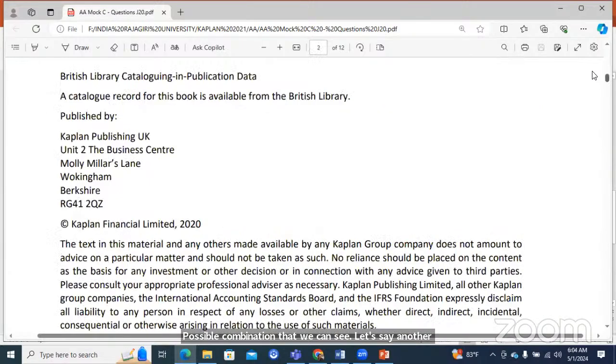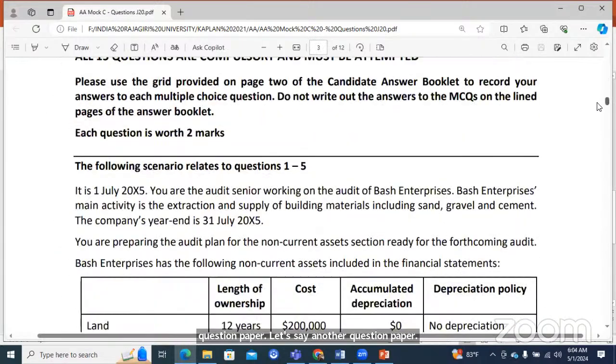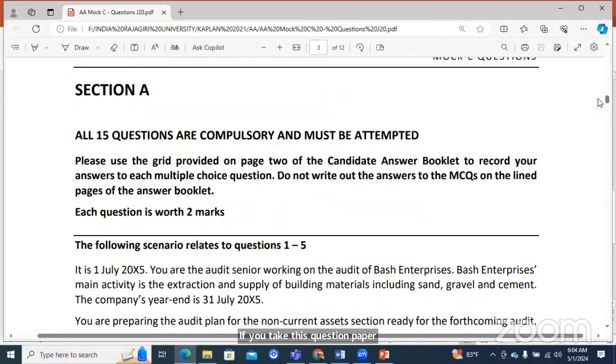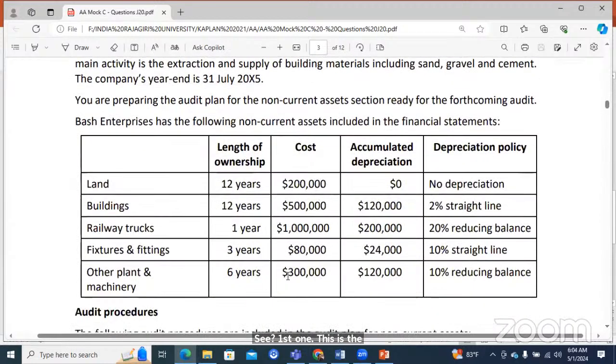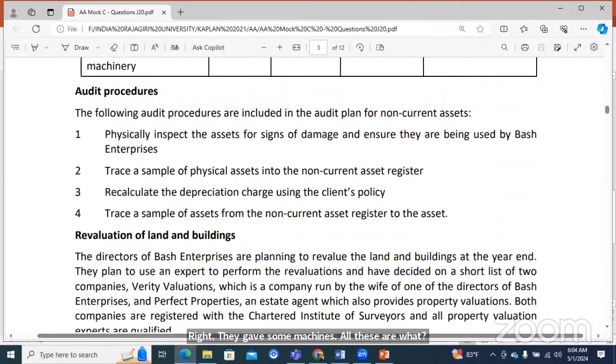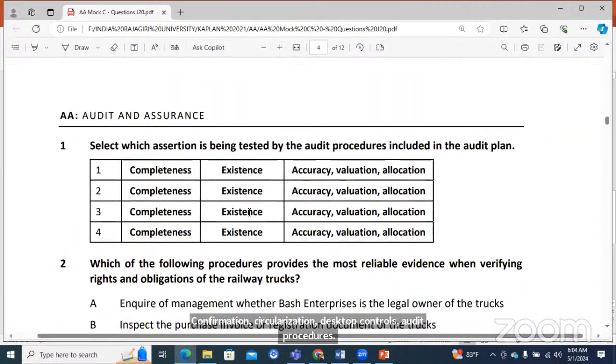If you take this question paper, see, first one. This is the most difficult question, section A. They gave some procedures, assertions. All these are what? Confirmation, circularization, test of controls, audit procedures. What is the first question? Assertion. Assertion comes under audit procedures.